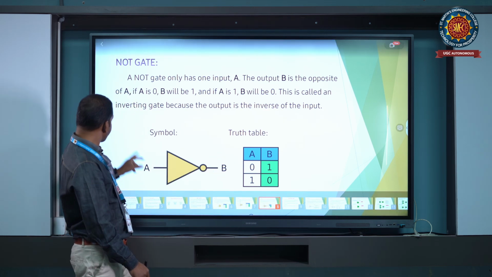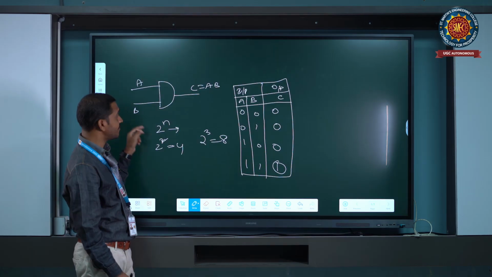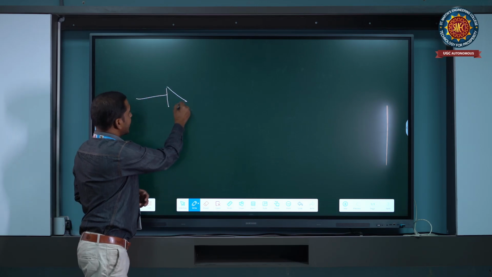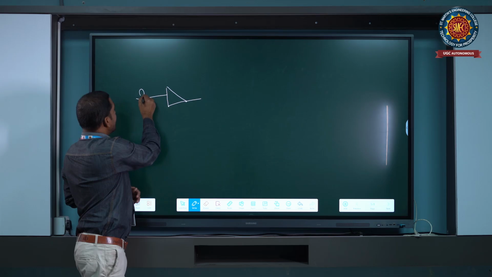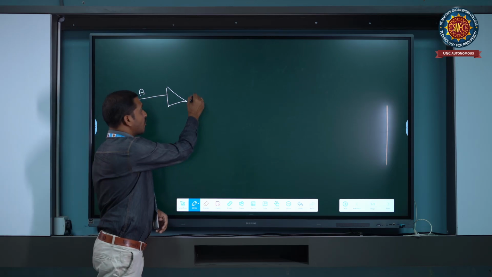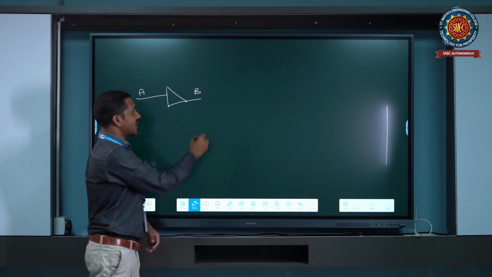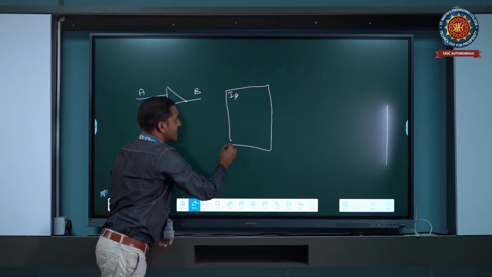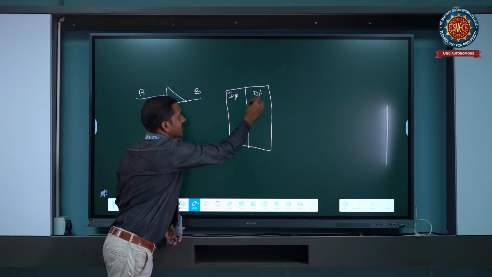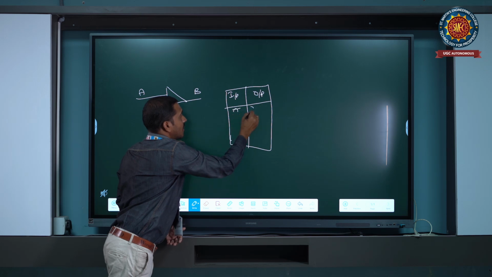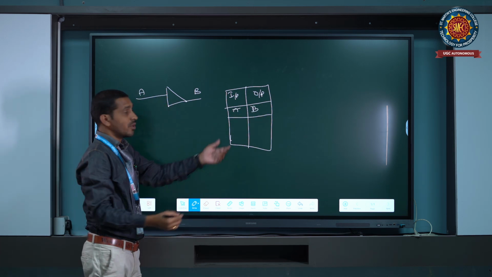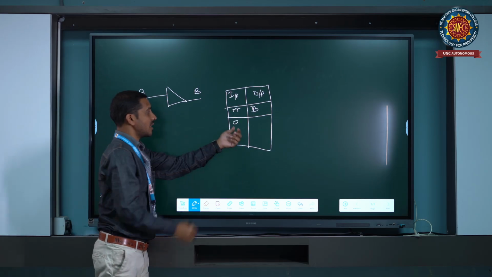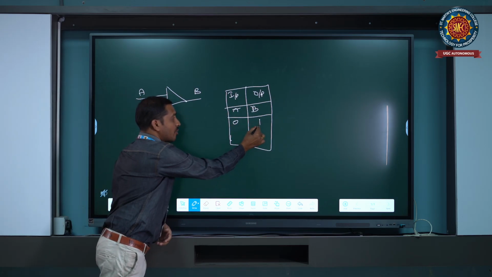So this is a NOT gate. Here is the input, and it produces a single output. Suppose the input is A and the output is B. If A is 0, the complement or inverse of the input is 1, so it produces the output 1.